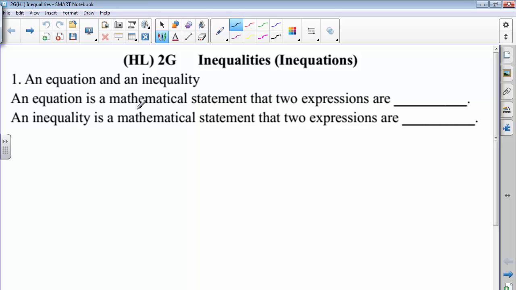An equation is a mathematical statement that two expressions are equal. That means something 1 equals something 2. That's an equation. And the inequality is a mathematical statement that two expressions are not equal. That means something 1 can be larger than or equal to, smaller than or equal to something 2.